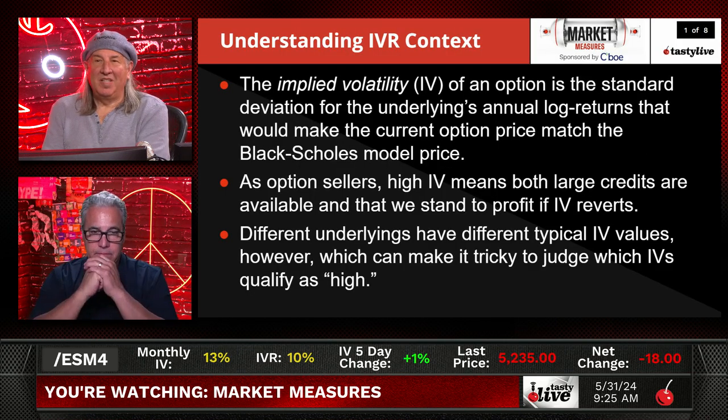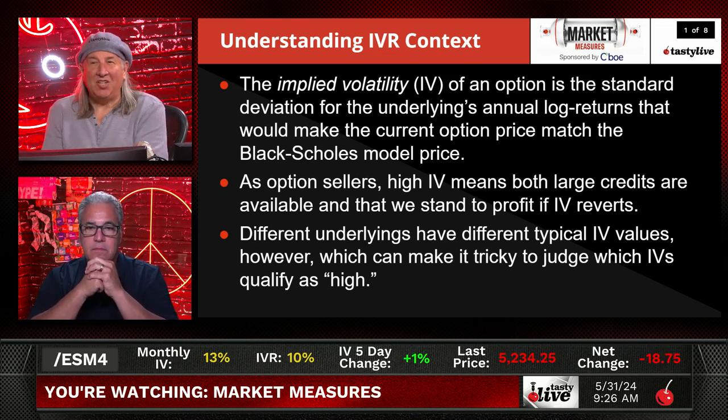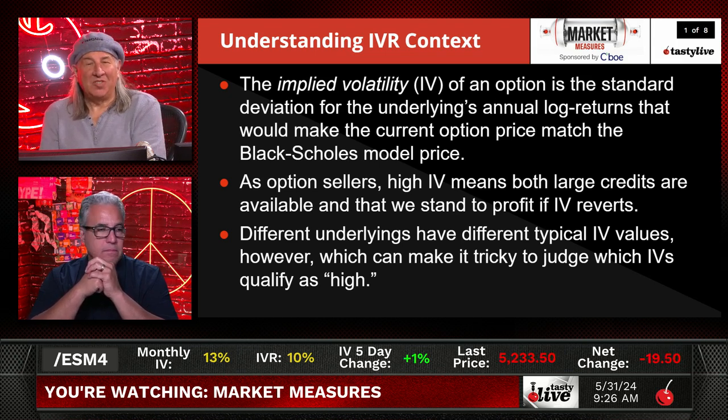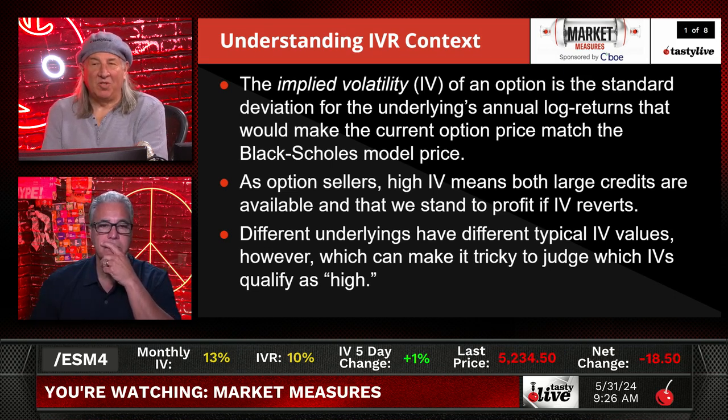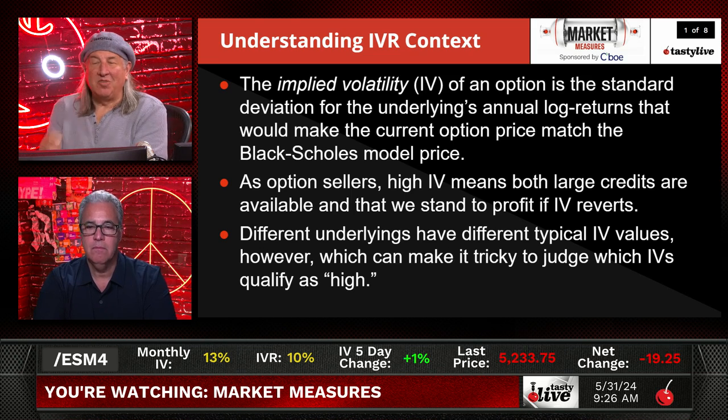Implied volatility. The implied volatility of an option is the standard deviation for the underlying's annual log returns that would make the current option price match the Black-Scholes model price. As option sellers, high implied volatility means both large credits are available and that we stand to profit if implied volatility reverts. Also, less outlier risk, lots of other things about implied volatility, but bigger credits mean the potential to make more money. Different underlyings have different typical implied volatility values. That can make things tricky to judge which implied volatilities qualify as high.